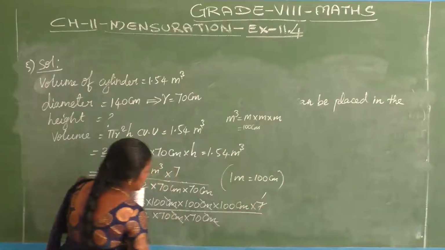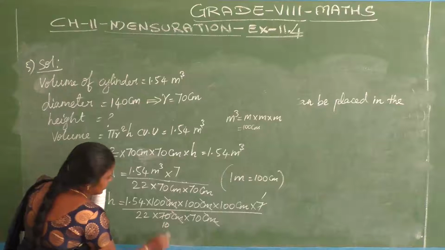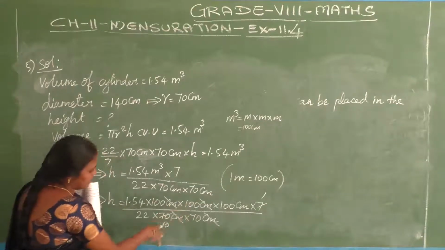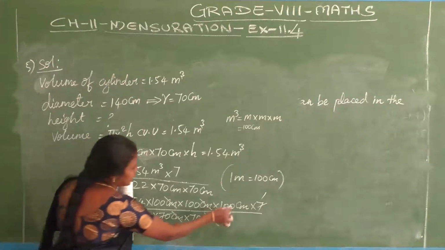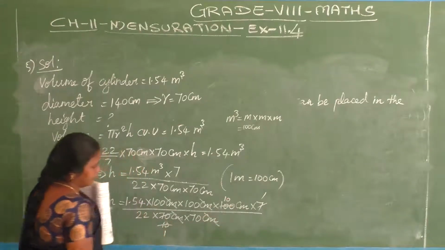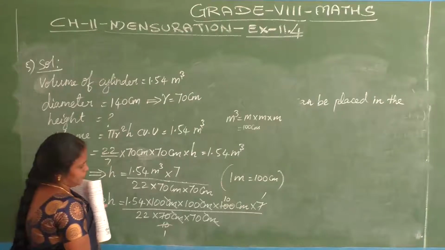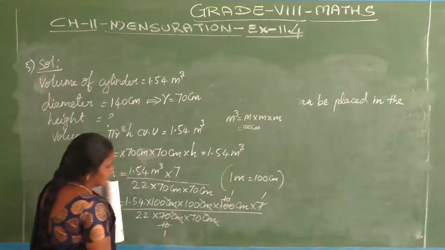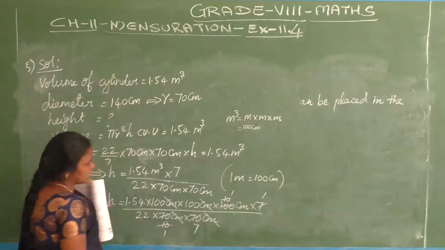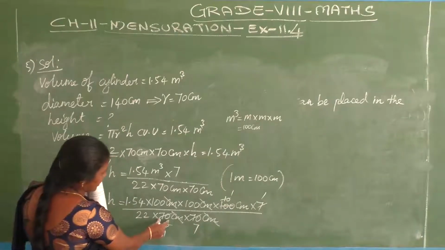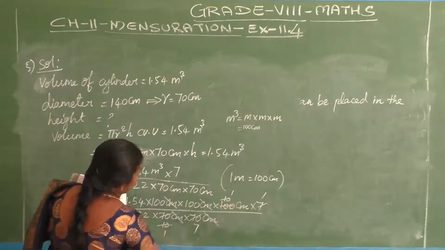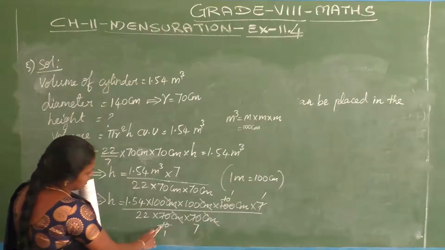1 7 is 7, 10 7s are 70. 1 10 is 10, 10 10s are 100. Again, 1 10 is 10, 7 tens are 70. Clear, children, what I did? This 70, that 7. 1 7 is 7, 10 sevens are 70.